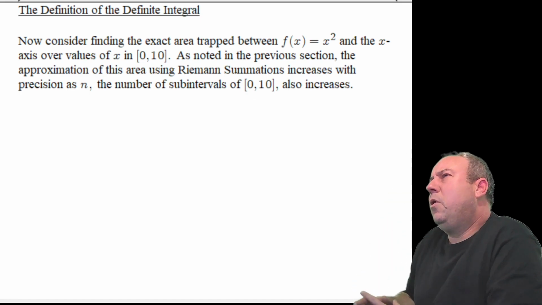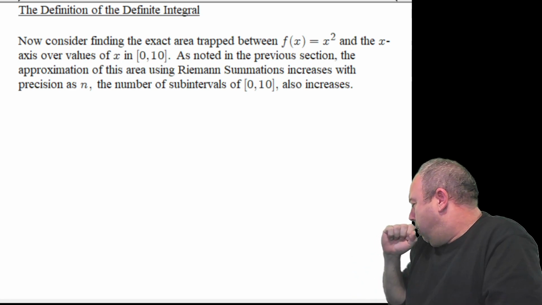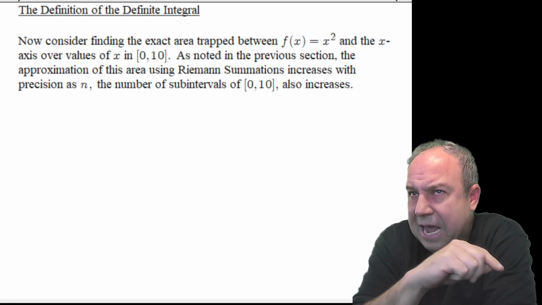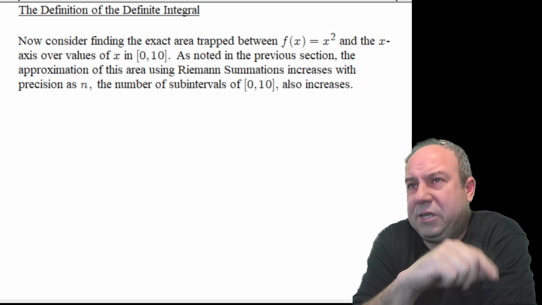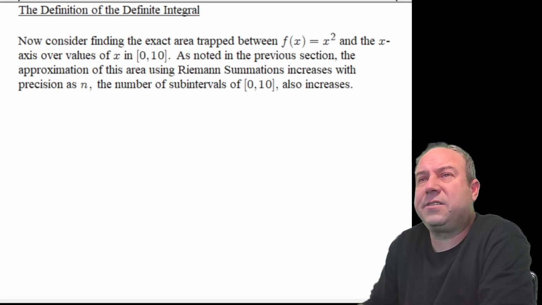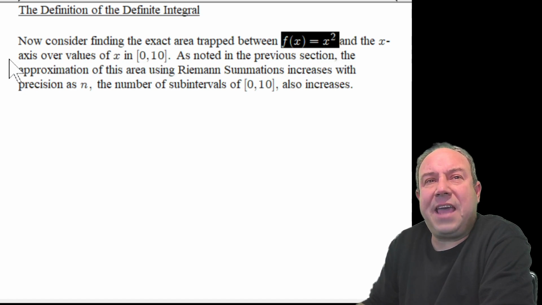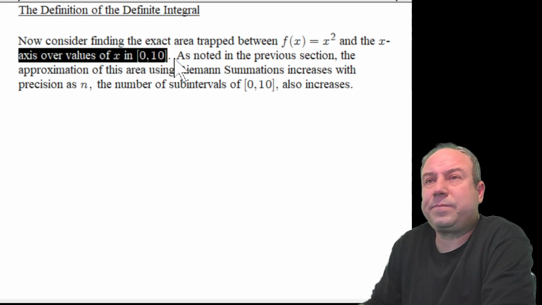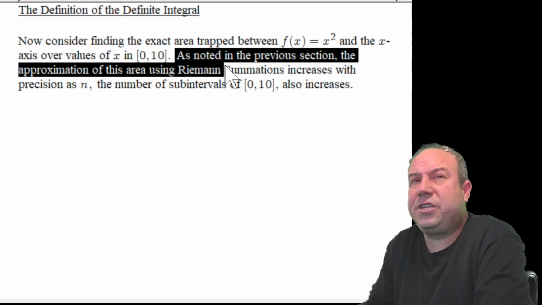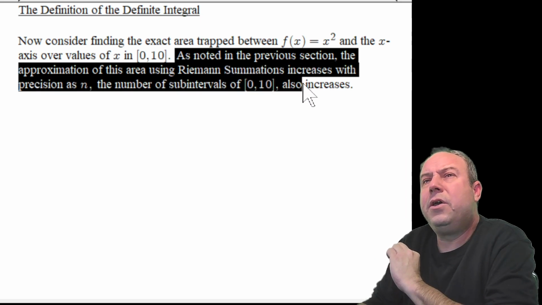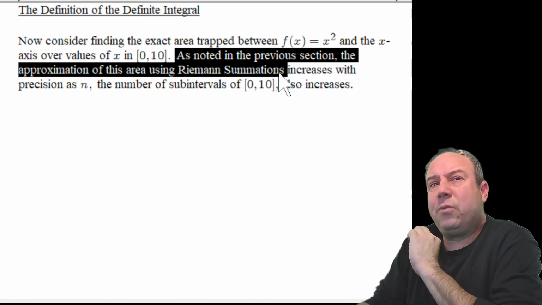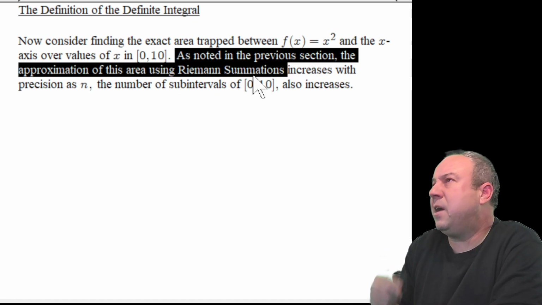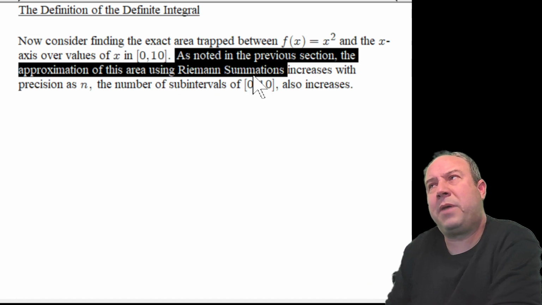All right? So we do go back to a familiar example here, where we consider finding again that exact area trapped between the curve f of x equals x squared and the x-axis over values of x in the interval from 0 to 10. And as we had noted in the previous section, we could approximate this area using some Riemann summations. And we could make this approximation more precise by increasing the number of subintervals we used in our approximation.